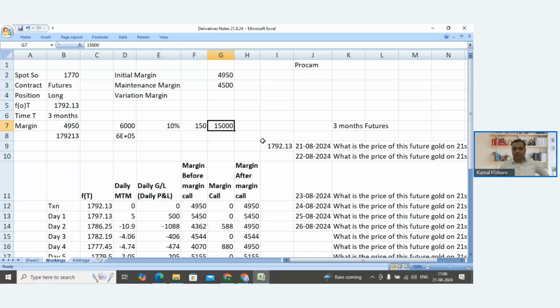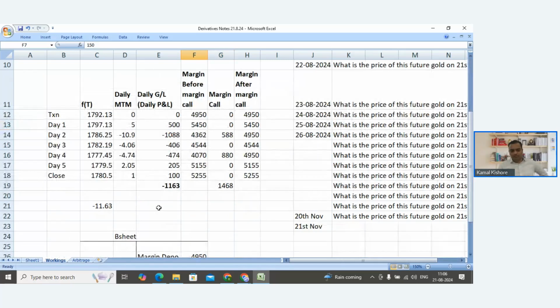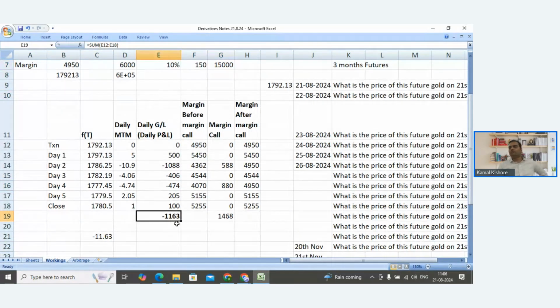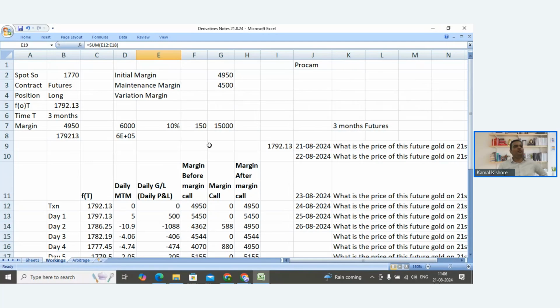Right? And what will happen? With 150, it became 1163. With 15,000, it will become what? Roughly 1 lakh rupees, 1,20,000 rupees.